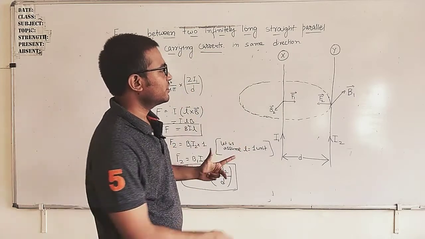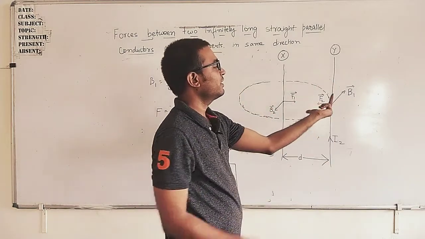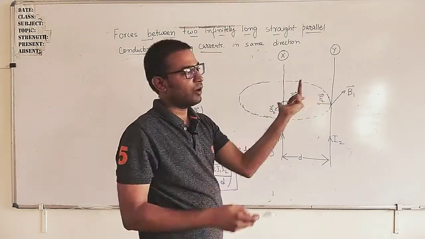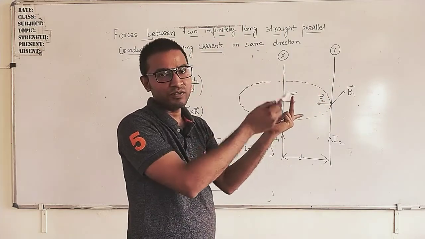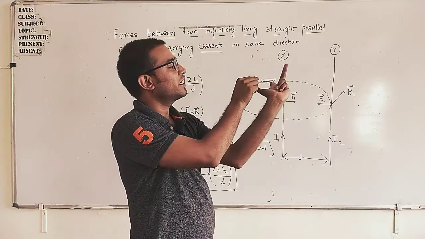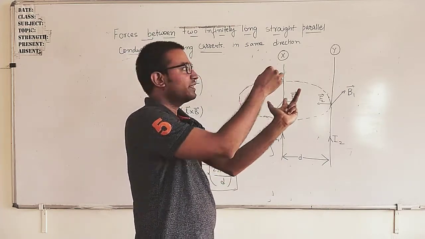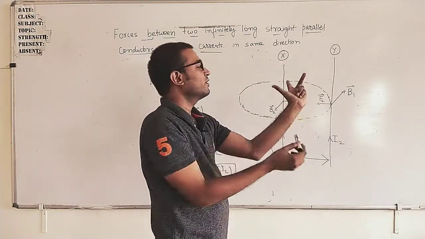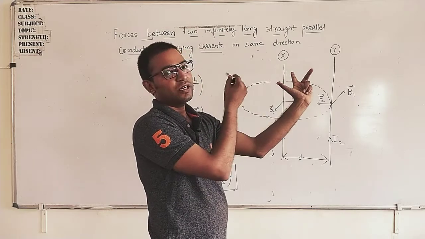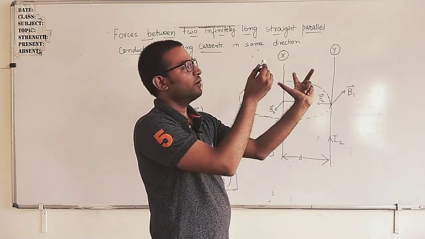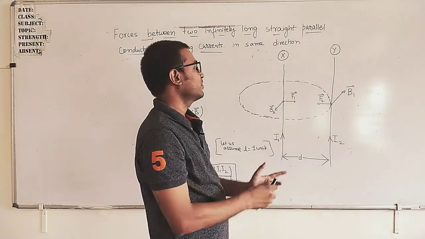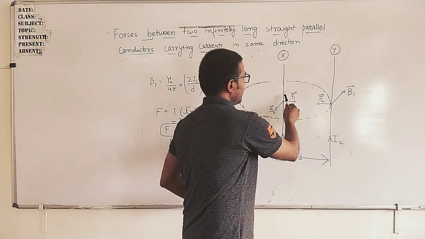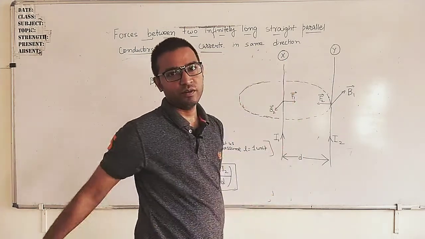This one is the direction of the magnetic field, and this one, our middle finger, indicates the direction of current. The magnetic field is inside the board, so here our thumb will give the direction of the force acting on the wire. So the force is towards this wire X.